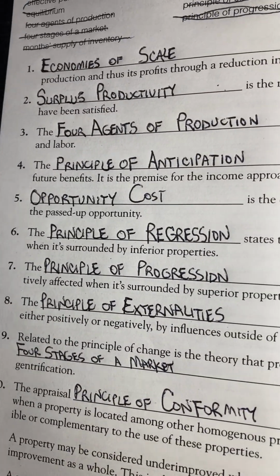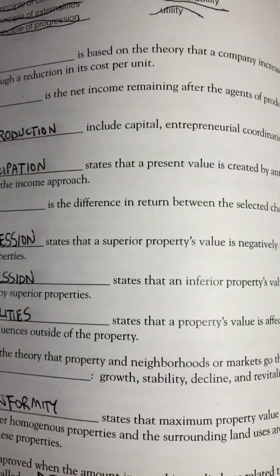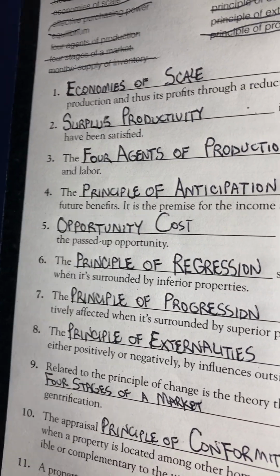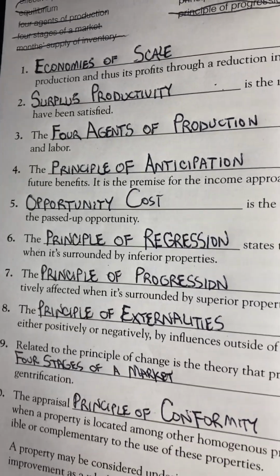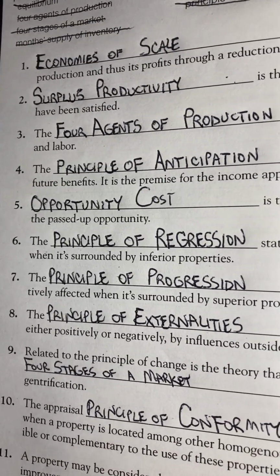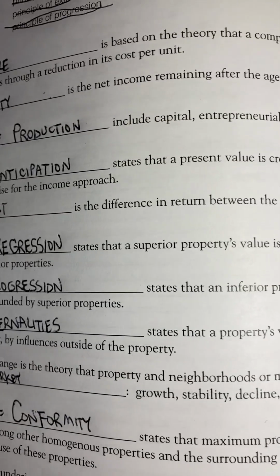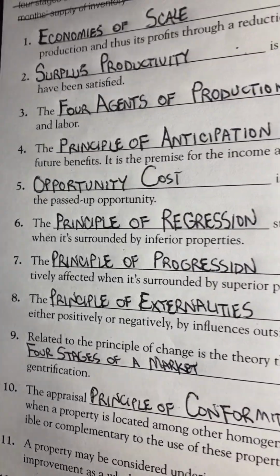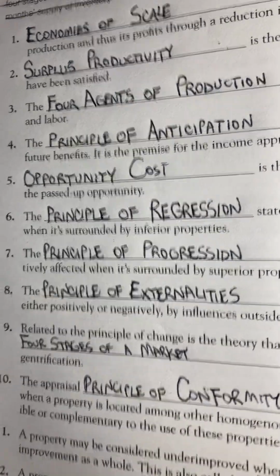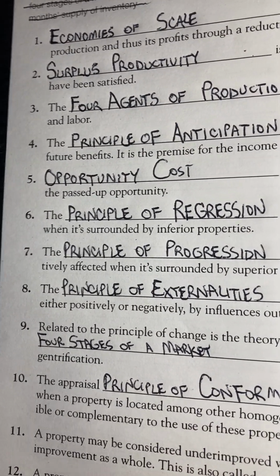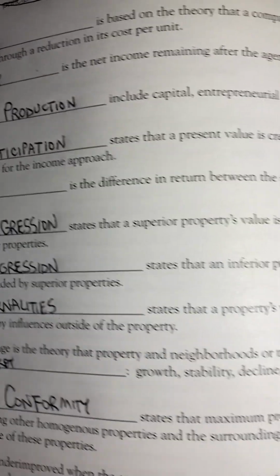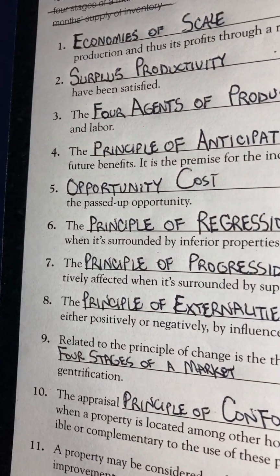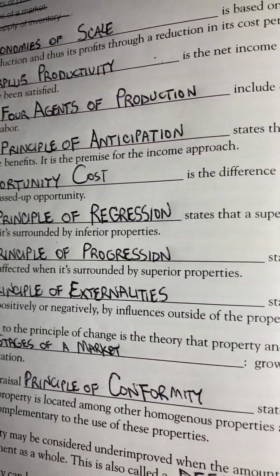Number 5. Opportunity cost is the difference in return between the selected choice and the passed up opportunity. Number 6. The principle of regression states that a superior property's value is negatively affected when it's surrounded by inferior properties. Number 7. The principle of progression states that an inferior property's value is positively affected when it's surrounded by superior properties.